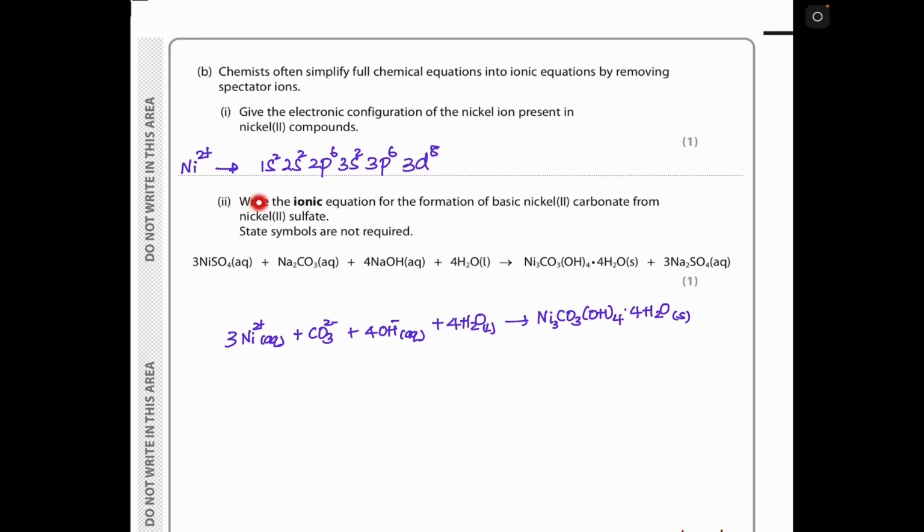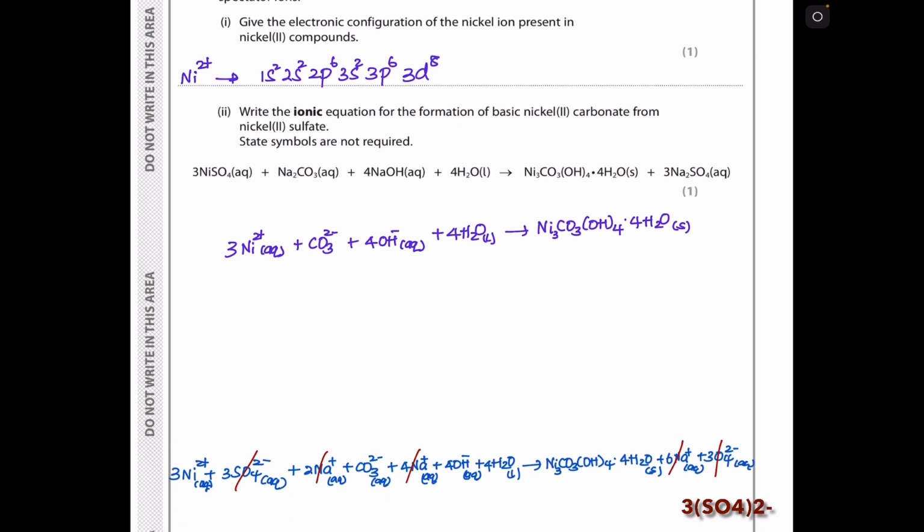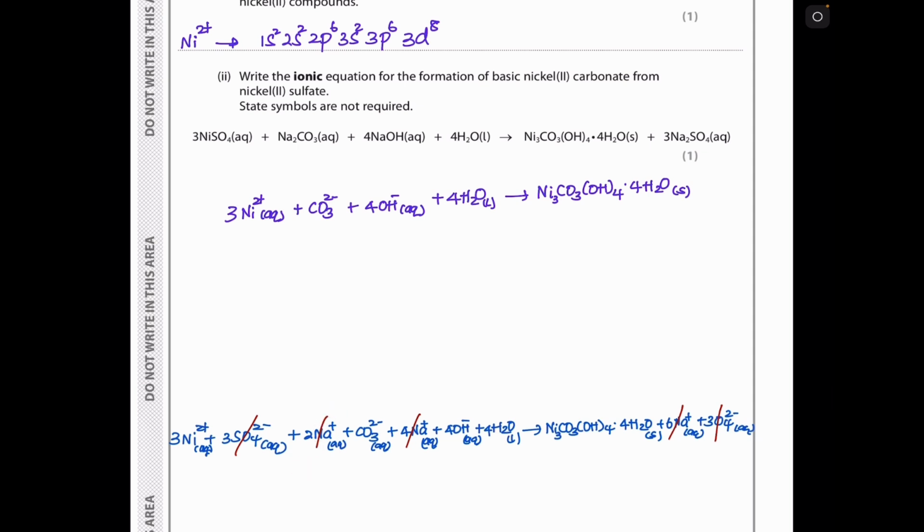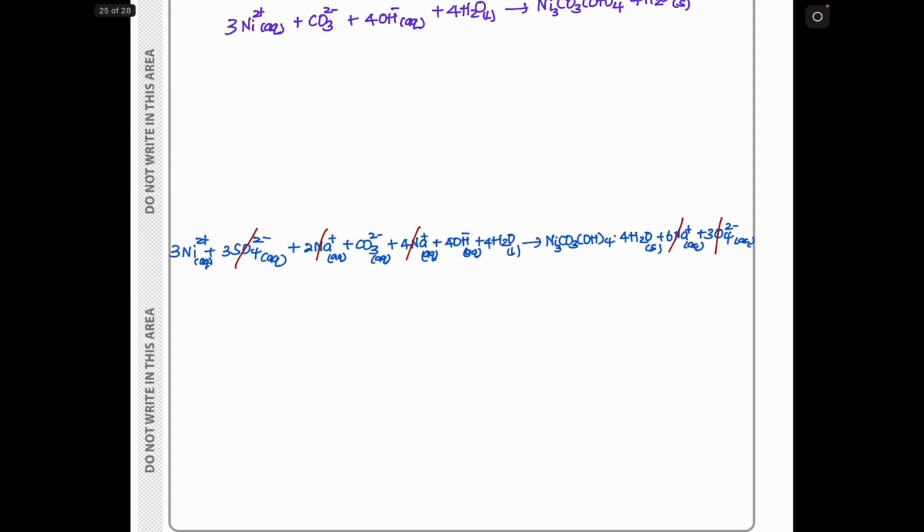Next, they say write the ionic equation for the formation of basic nickel(II) carbonate from nickel(II) sulfate. State symbols are not required. We have the 2 sodiums and the 4 sodiums, totaling 6, and on the other side we have 6, so those cancel out. And we have 3 sulfate and 3 sulfate here, they cancel out. Whatever remains is going to be this, and that is going to be the ionic equation for this reaction.